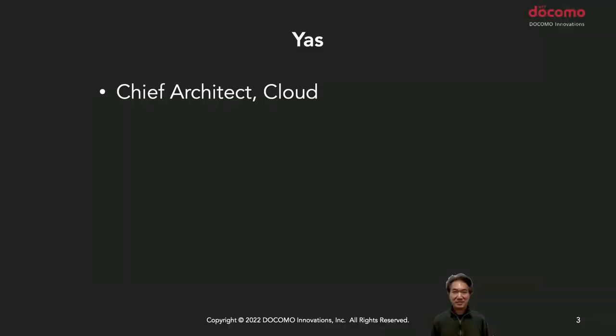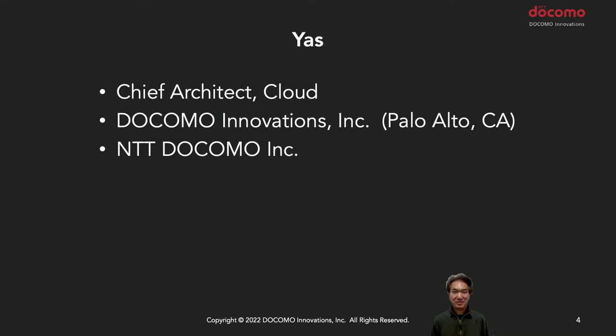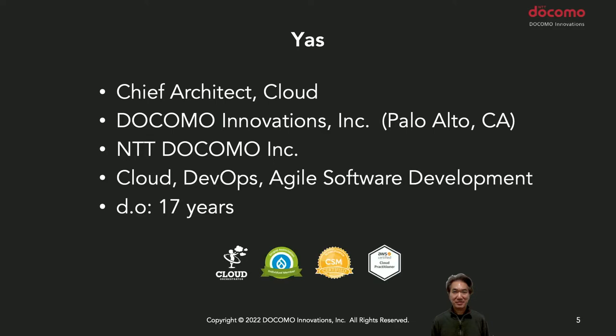My name is Yas. I'm a chief architect working at Docomo Innovations in Palo Alto, which is the Silicon Valley office of NTT Docomo. Docomo is the largest mobile carrier in Japan. Almost half of the Japanese population are using Docomo's smartphones, such as iPhone and Android. My expertise is cloud, DevOps, and agile software development. I'm leading a cloud project in Docomo in Silicon Valley. I've been involved in the Drupal community for 17 years.